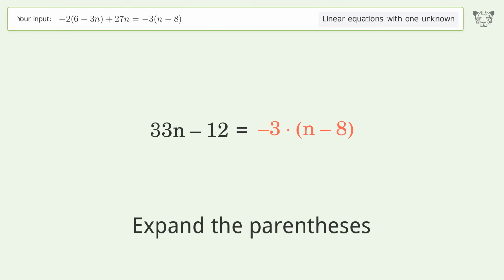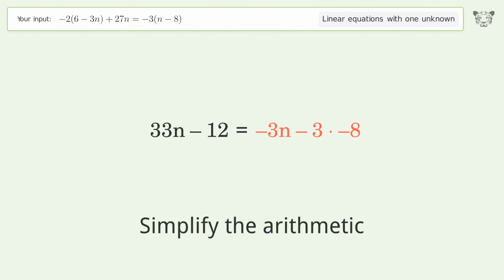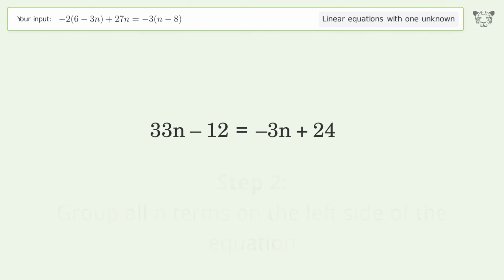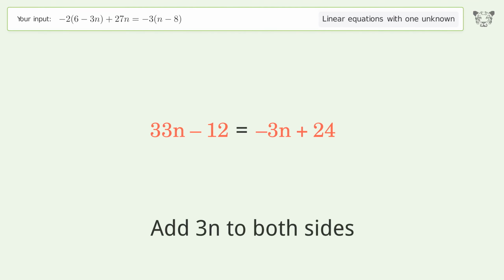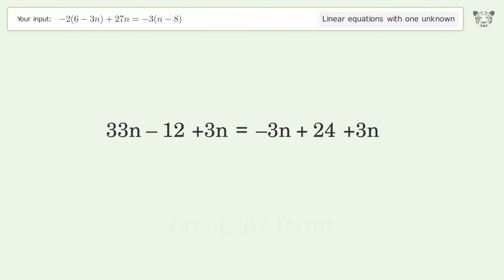Expand the parentheses. Simplify the arithmetic. Group all n terms on the left side of the equation. Add 3n to both sides. Group like terms.